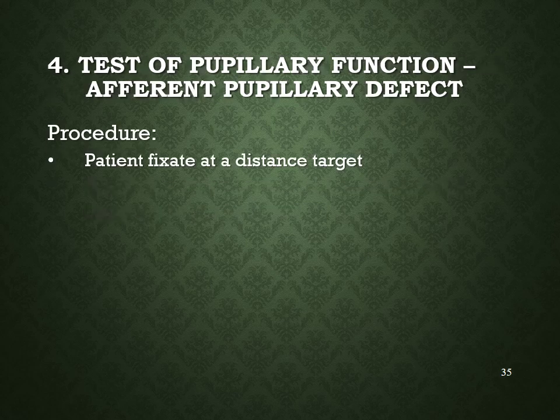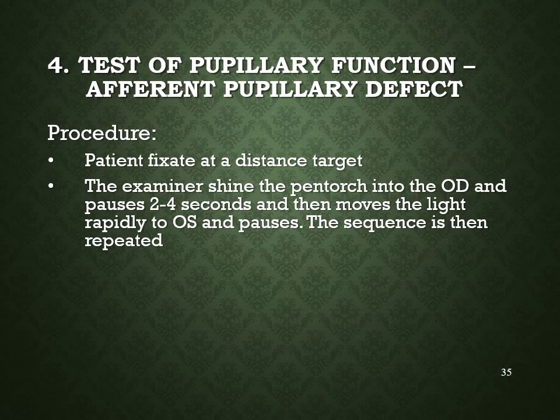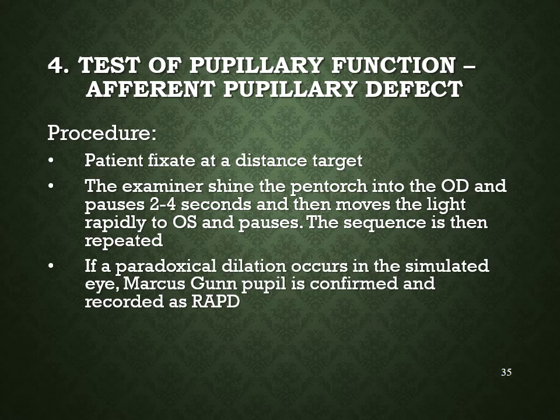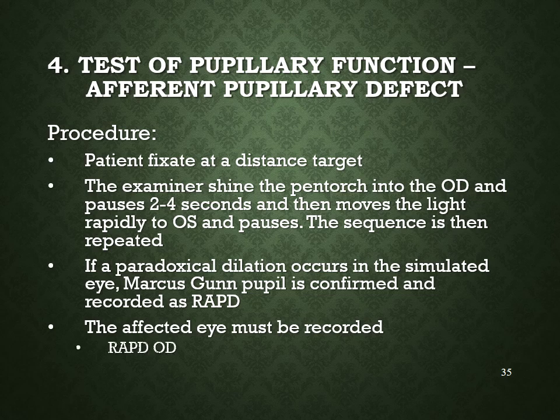Procedure for the afferent pupillary defect test. First of all, ask the patient to fixate at a distant target, and then the examiner shines the pen torch into the right eye, pauses 2 to 4 seconds, and then moves the light rapidly to the left eye and pauses. The sequence is then repeated. If a paradoxical dilation occurs in the stimulated eye, Marcus Gunn pupil is confirmed and recorded as RAPD. The affected eye must be recorded, for example, RAPD right eye.